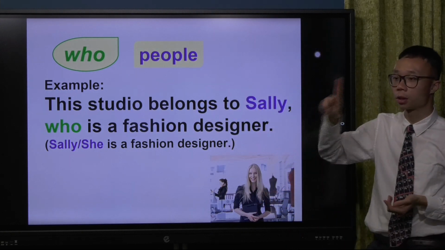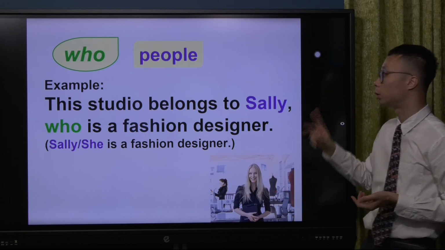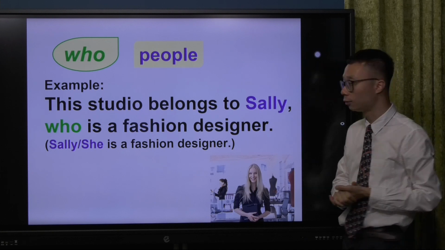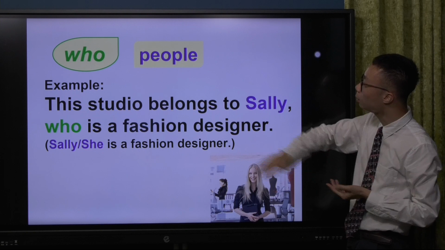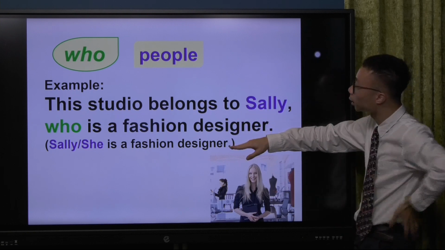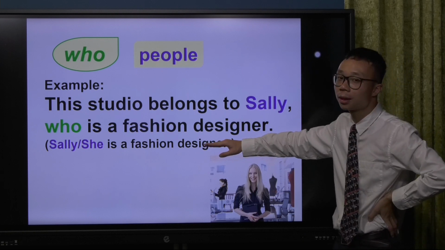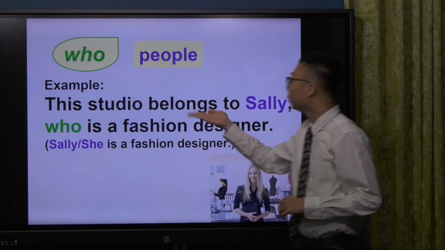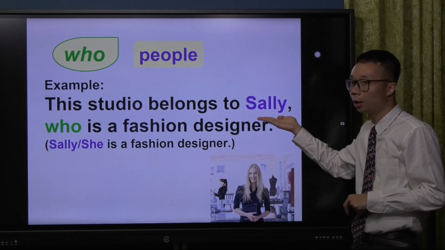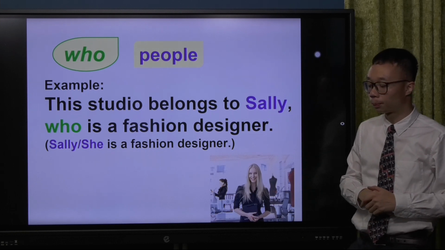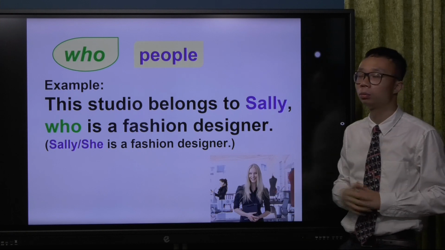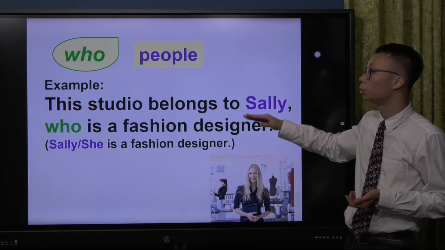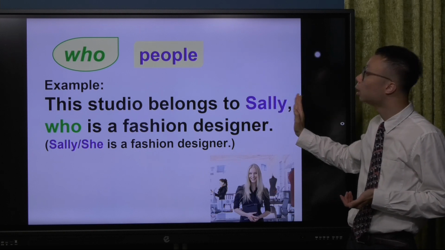Because the object of the first sentence and the subject of the second sentence are identical, which is Sally, you can combine the two sentences together in forming a relative clause sentence. This studio belongs to Sally, and the fashion designer part is additional information to describe Sally. Why do we need that? There are a lot of Sallys. Maybe you know a Sally who is a hairdresser, or a Sally who is a teacher. So you need extra information to describe this Sally, to say, oh, the fashion designer Sally.